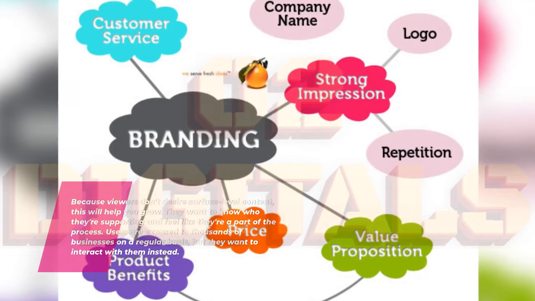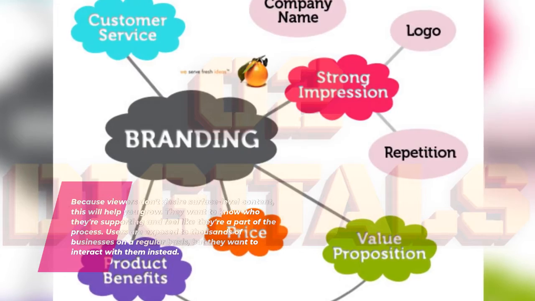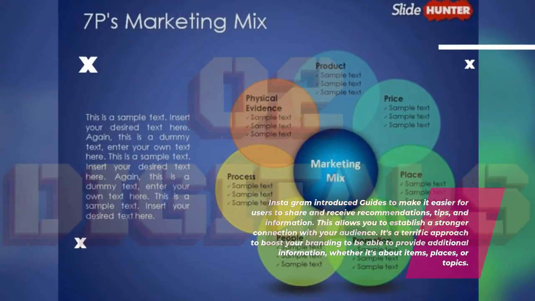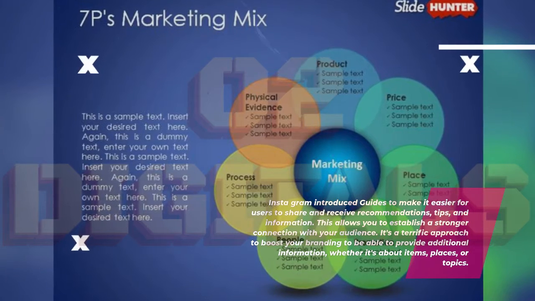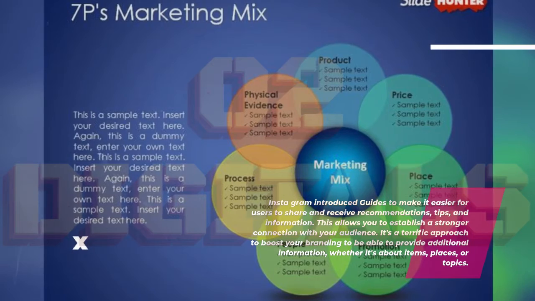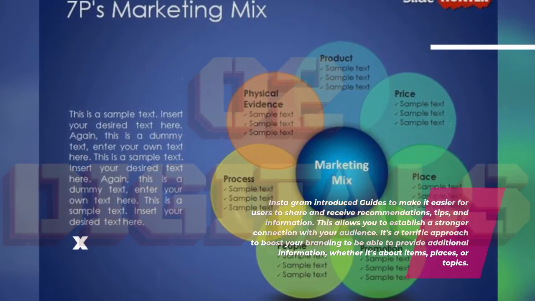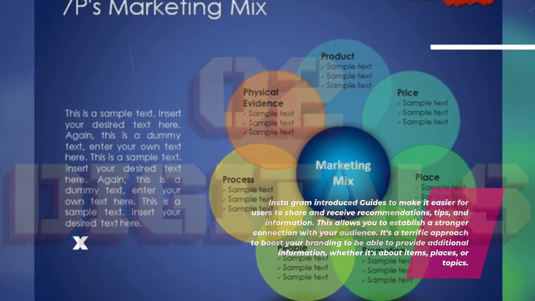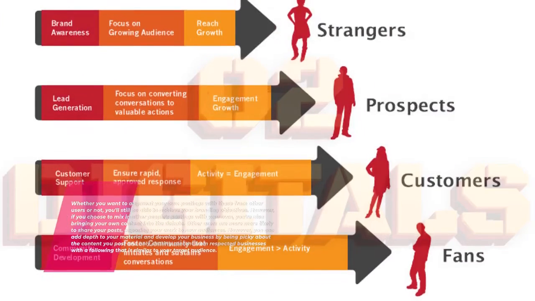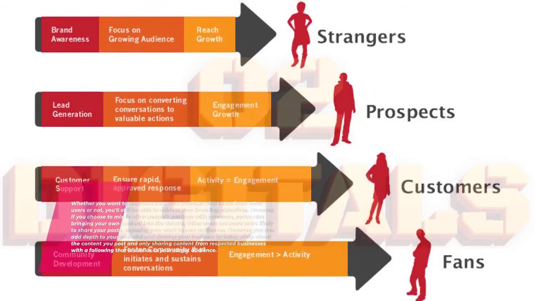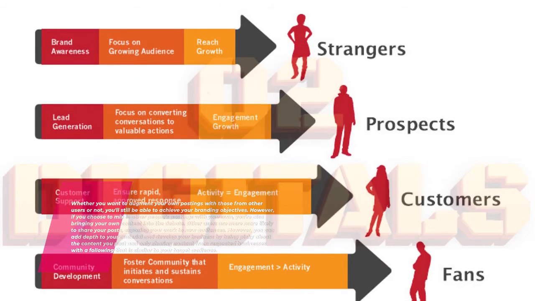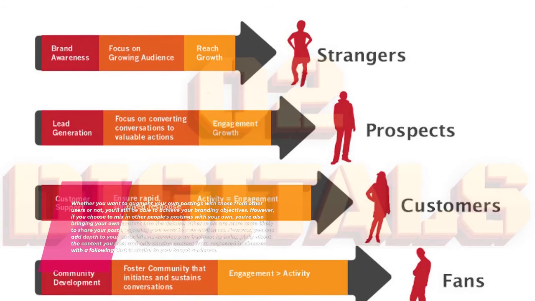Because viewers don't desire surface-level content, this will help you grow. They want to know who they're supporting and feel like they're a part of the process. Users are exposed to thousands of businesses on a regular basis, but they want to interact with them instead. Instagram introduced guides to make it easier for users to share and receive recommendations, tips, and information. This allows you to establish a stronger connection with your audience.